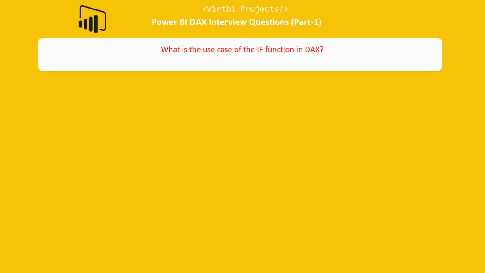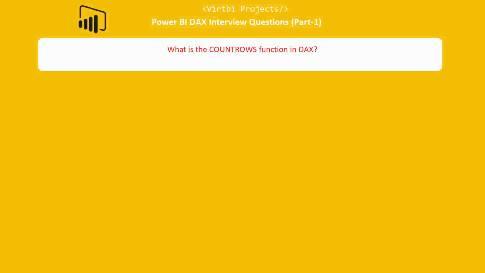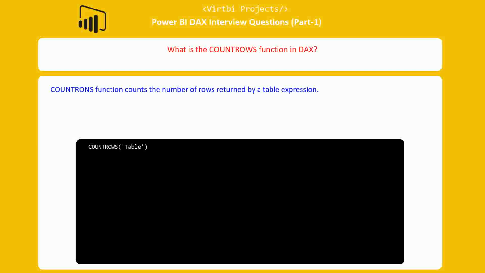What is the use case of the IF function in DAX? The IF function allows you to evaluate whether a given condition is true or false and returns different results accordingly. This code returns result if true if the condition is met. Otherwise, it returns result if false. What is the COUNTROWS function in DAX? The COUNTROWS function counts the number of rows returned by a table expression. This code returns the total count of rows present in the table.